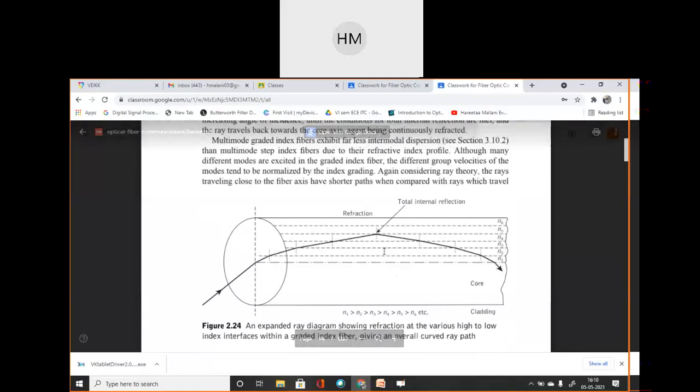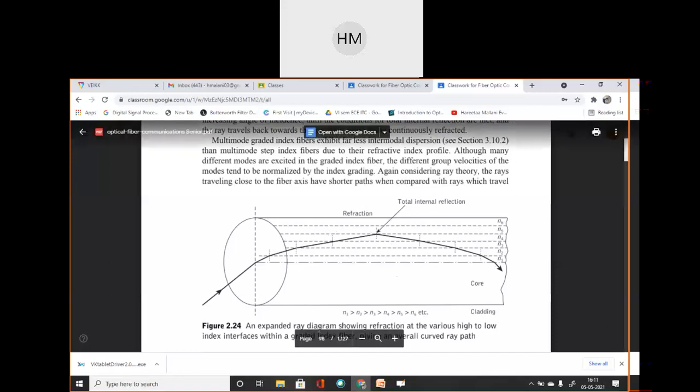See, in step index fiber, we are having constant refractive index profile in your core region. But here in the core region, the refractive index profile varies. You have seen triangular profile, parabolic profile, okay? So how the ray propagates and how this refractive index profile changes. So you can draw this diagram.